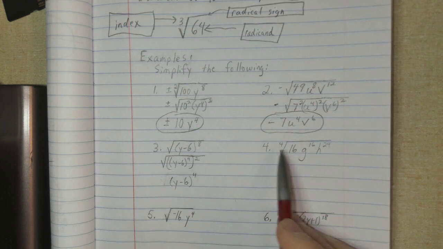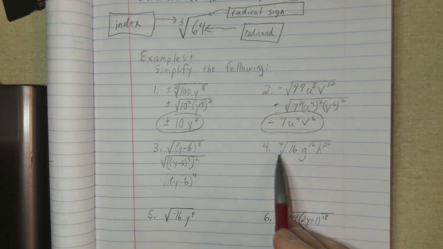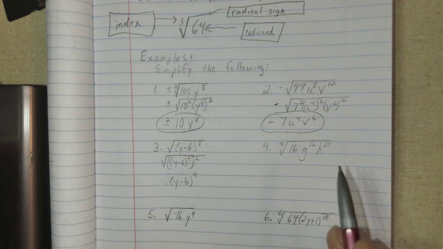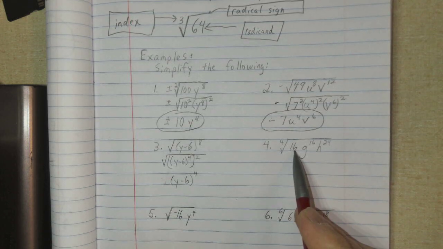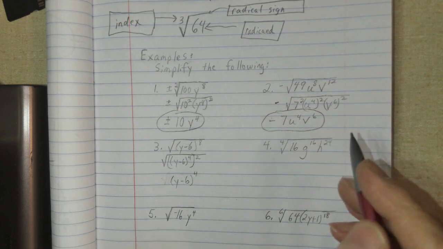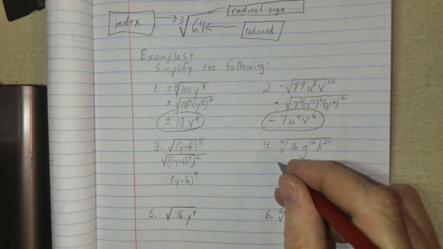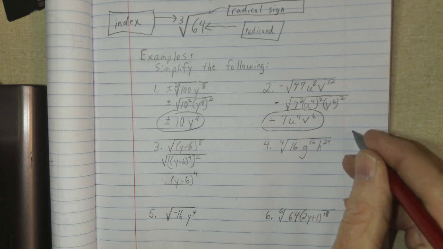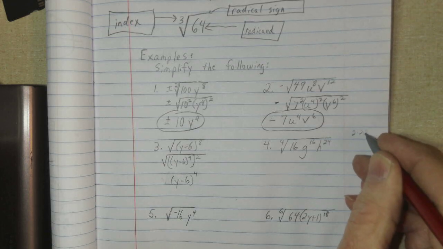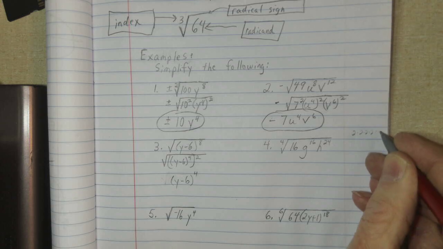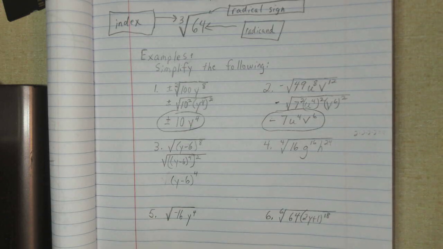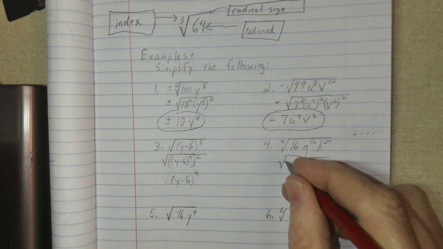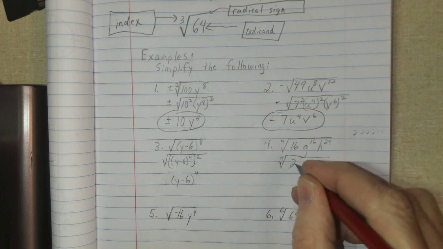Now, we're getting into different roots than square roots. This is a 4th root, number 4 here. And what I'd like to figure out is, can I write 16 as a power of 4? If you think of 16, that's 4 times 4, which is 2 times 2 times 2 times 2, which is 16. That's 2 to the 4th power. So this is the 4th root of 2 to the 4th.